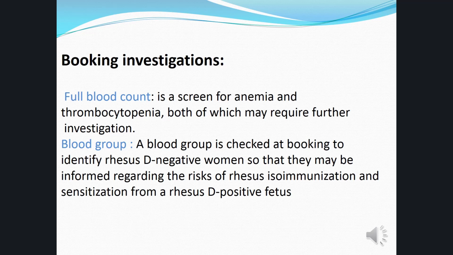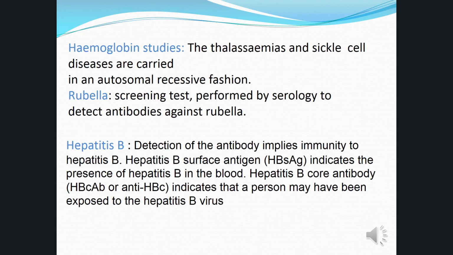Hemoglobin studies: thalassemia and sickle cell disease are carried in an autosomal recessive fashion. Rubella screening tests are performed by serology to detect antibodies against rubella. Hepatitis B. Detection of the antibody implies immunity to hepatitis B. Hepatitis B surface antigen indicates the presence of hepatitis B in the blood.